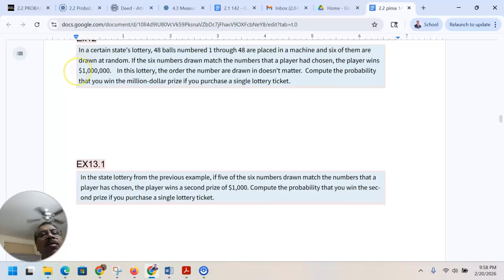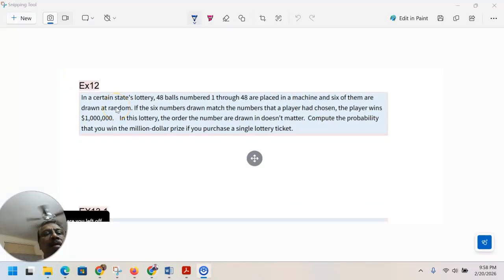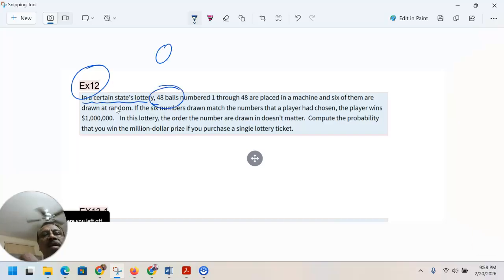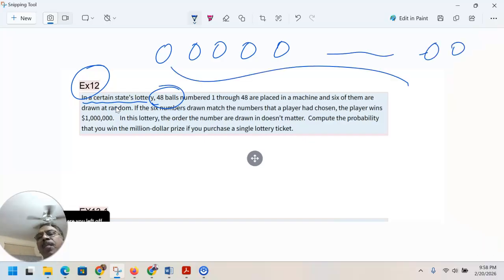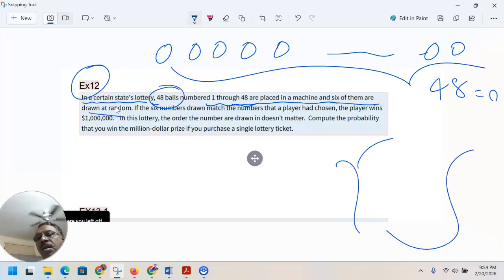So this problem is almost the same thing. Example number 12, we are almost there. In a certain lottery, there are 40. This time instead of 29, we have 48, right? That's the n part. Now, numbers 1 through 48 are placed in the machine and 6 are drawn at random. That means, let's say this is a machine and it rotates.